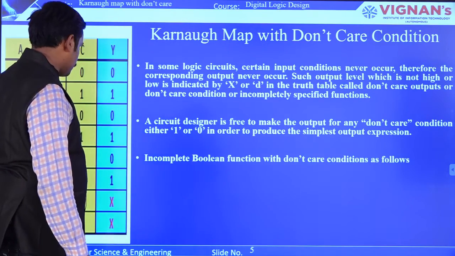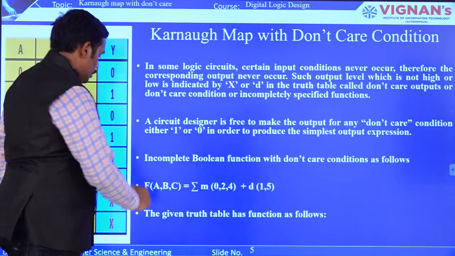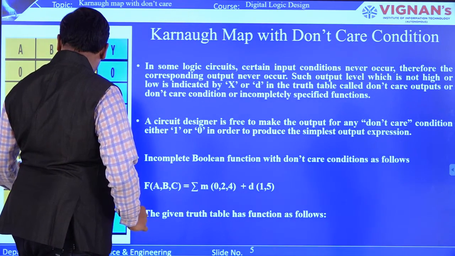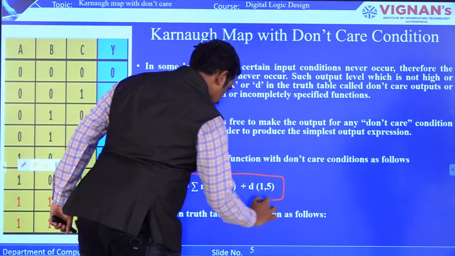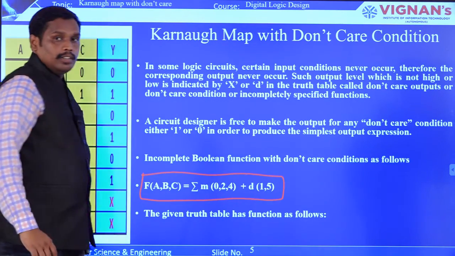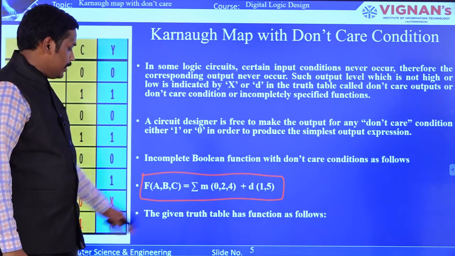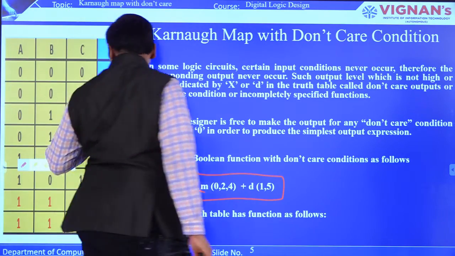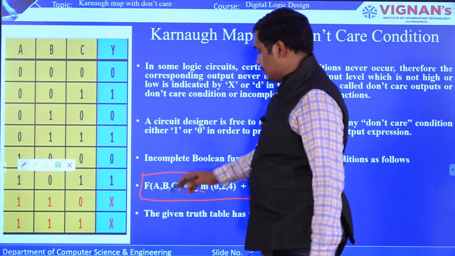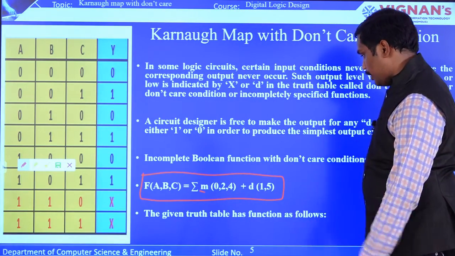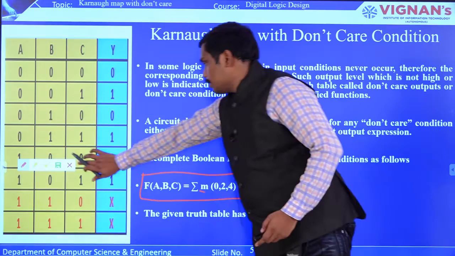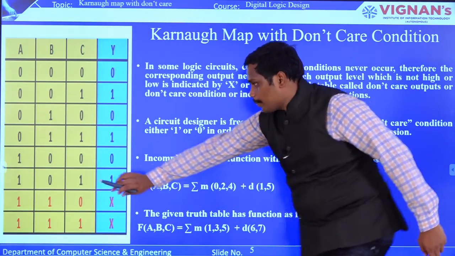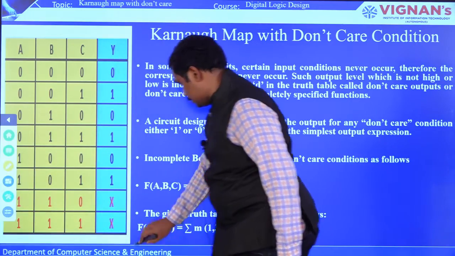And now this is how the expression is given, with the don't care conditions. Okay, these are min terms, and this is don't care conditions. And now for this particular truth table that you can see over here, this is the expression that you can derive from that particular truth table, right?